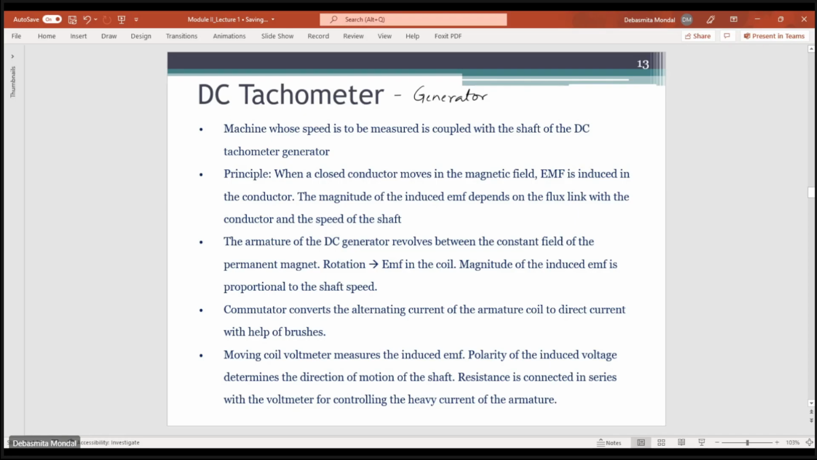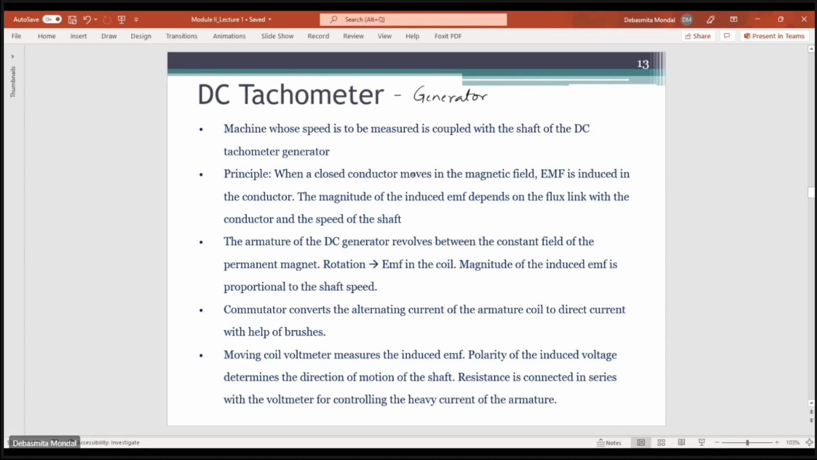The principle of operation goes like this: when a conductor is moving in a magnetic field, then using Faraday's law of electromagnetic induction, an EMF will be induced in the conductor. The magnitude of the EMF depends on the flux that is linked with the conductor, and also on the speed of the shaft.